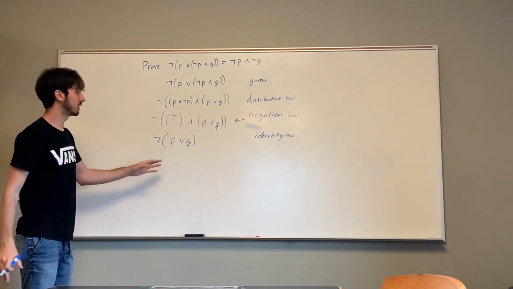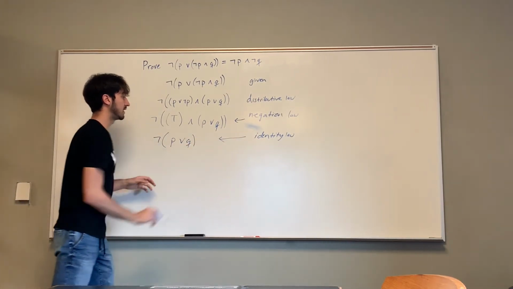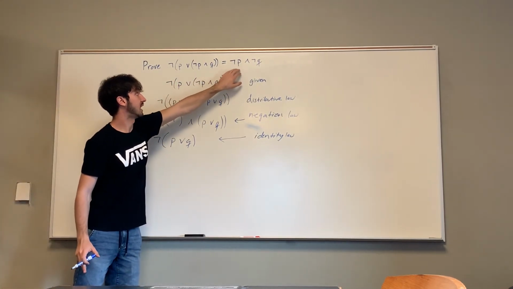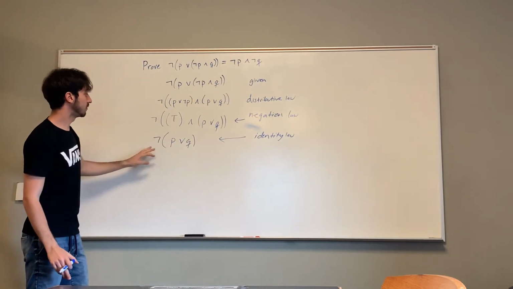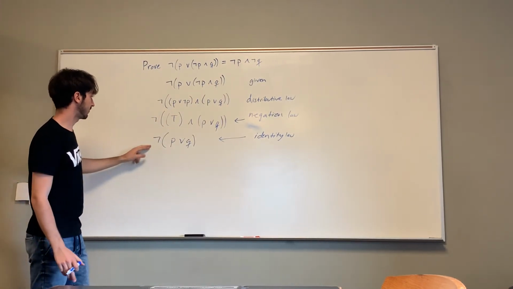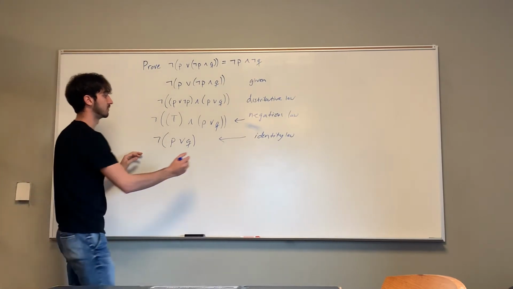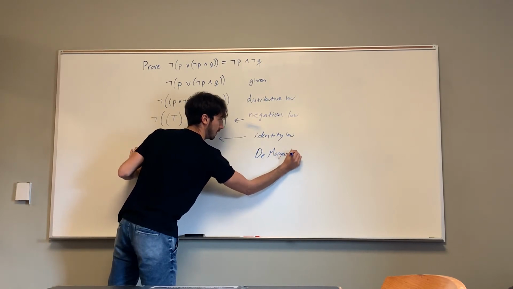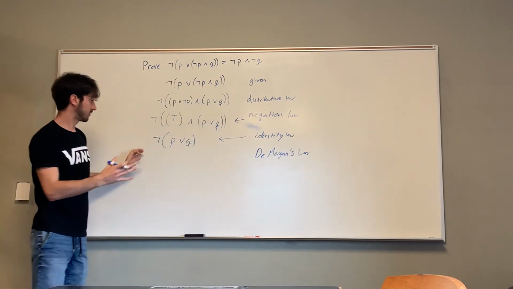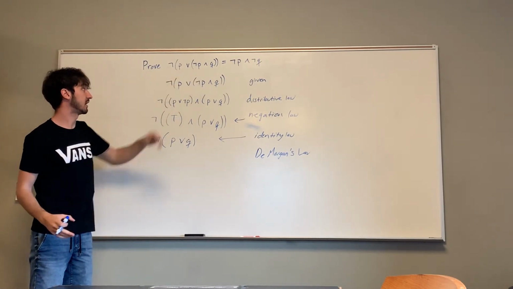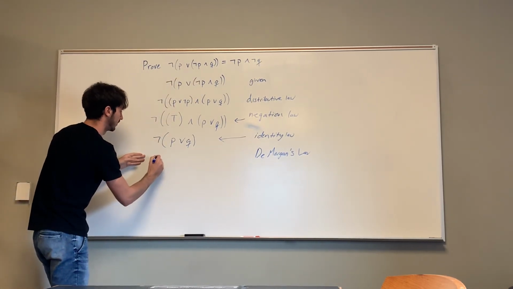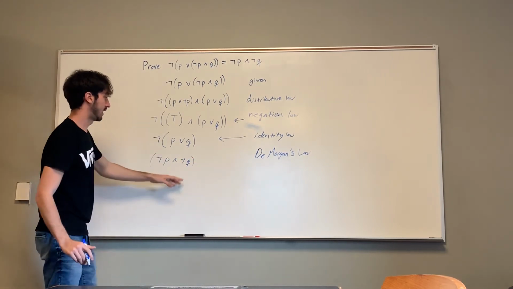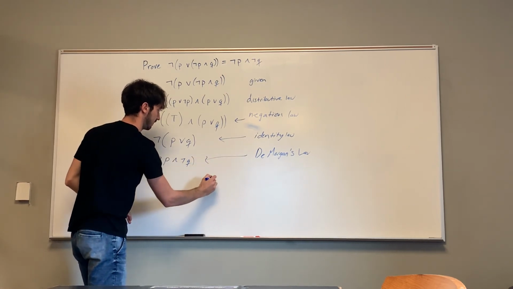And finally, right here, we have one final step to get to our final goal, which is not P and not Q. And this one you may see, where you just simply want to distribute this negation across the or, and that's simply De Morgan's law. So De Morgan's. And then after that, we've shown that our left-hand side is ultimately equivalent to our right-hand side. So finally we get not P and not Q. And then our proof is effectively done.